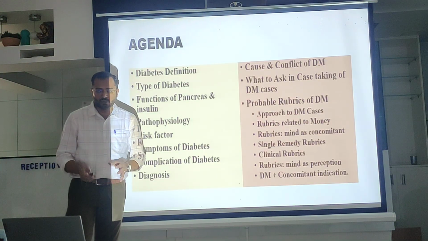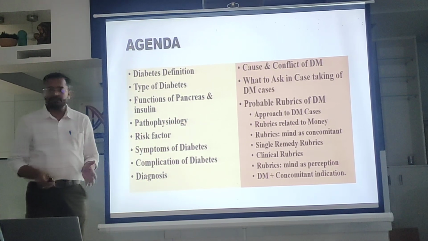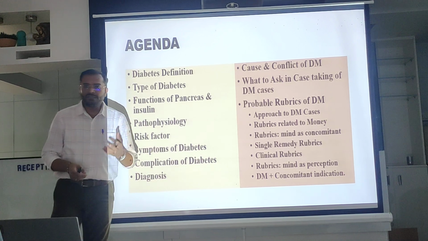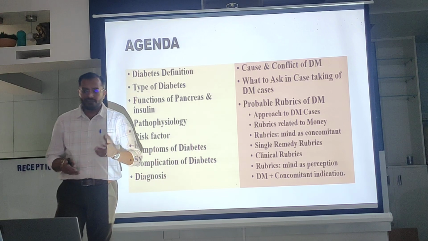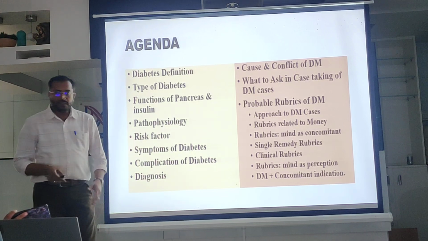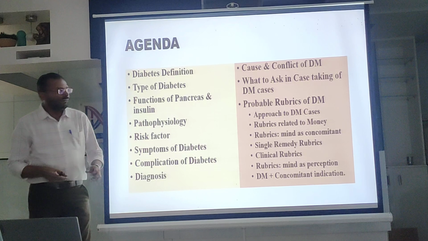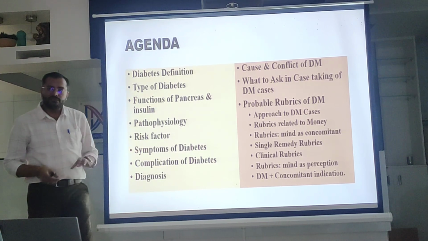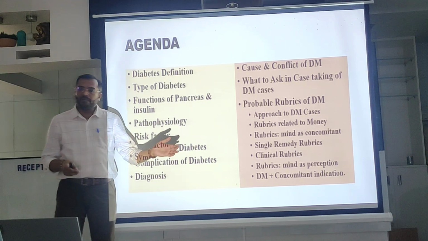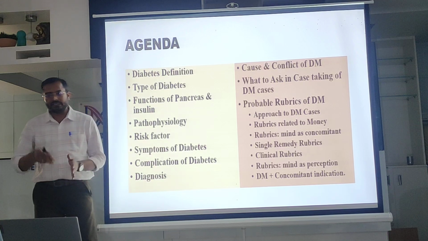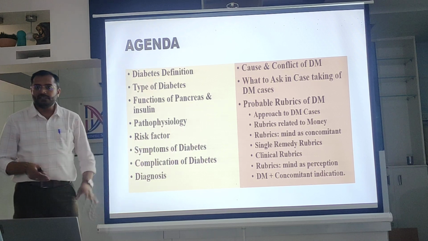So for the understanding of diabetes today, we will cover the definitions and the types of diabetes. To understand the disease per se, we have to understand the organ as a base: the pancreas, its functions and insulin. Then we have to understand the pathophysiology related to the types of diabetes. Then we have to think about certain risk factors which lead to diabetes, because in the recent era after the COVID pandemic, we have seen a lot of cases of diabetes increasing. So we will deal with some of those risk factors.